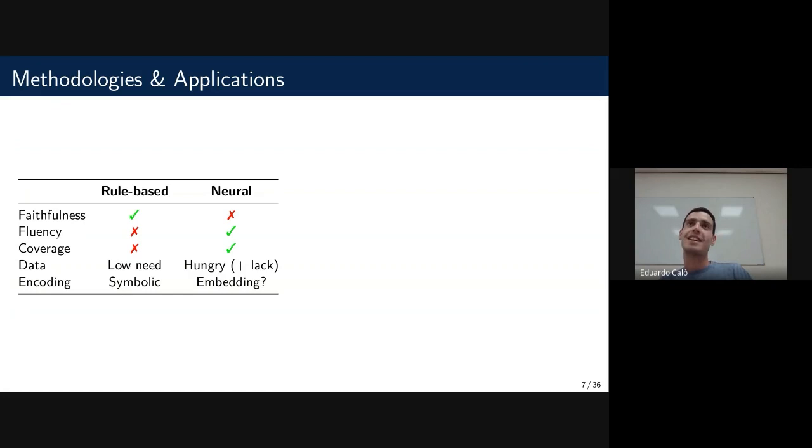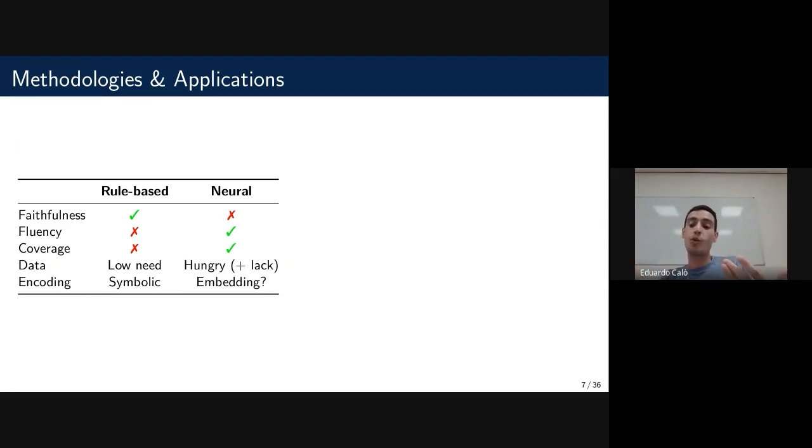So, methodologies. Of course, there are these 2 big paradigms in natural language processing: rule-based and neural approaches, and both of them have pros and cons. So I decided to take 5 points and compare rule-based and neural approaches. As far as faithfulness is concerned, we know that with rule-based approaches, since they are manually crafted, you can ensure that the generated text is always faithful to the original formula. But with neural approaches, when there is some sort of learning involved, this is not ensured anymore. So this is the first big difference between the two.